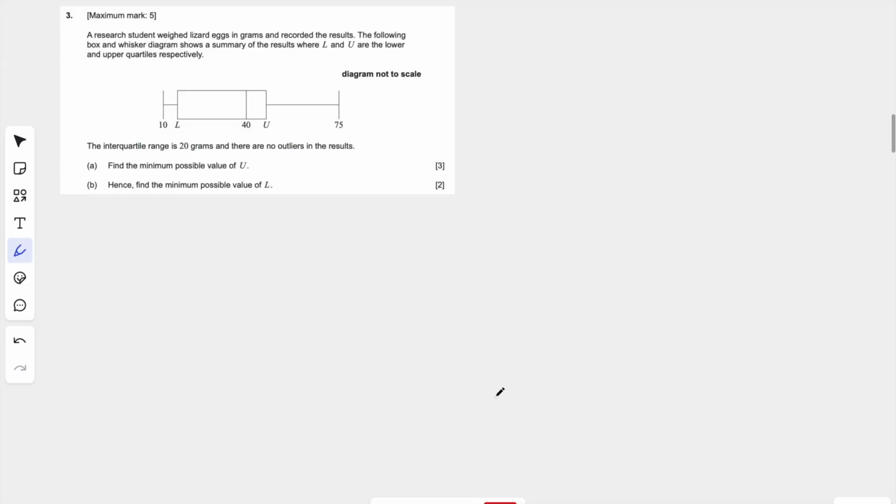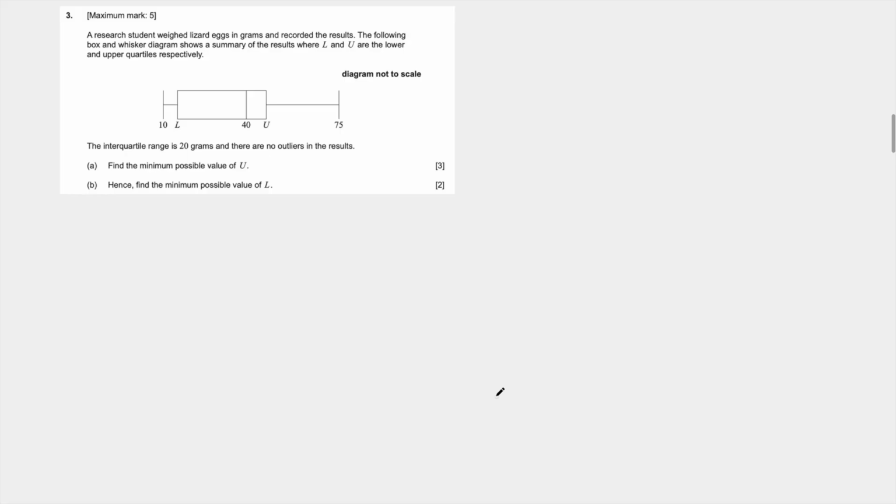Question 3 is about using box and whisker plots to determine some values in the plot. A research student weighed lizard eggs in grams and recorded the results. The following box and whisker diagram shows a summary of the results, where L and U are the lower and upper quartiles respectively. We know that the interquartile range is 20 and there are no outliers in the data.